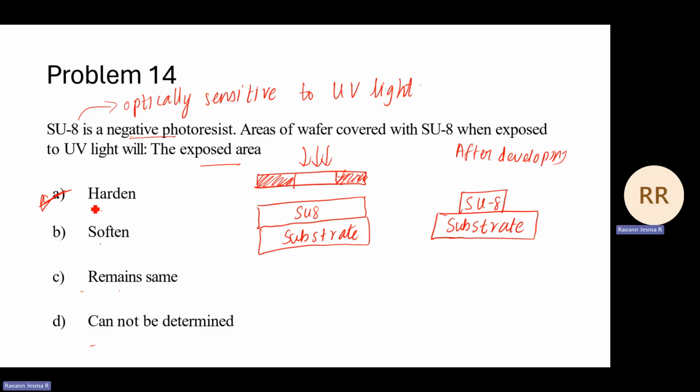What happens if it is a positive photoresist? If it is a positive photoresist, then the exposed region will soften, meaning it will easily get dissolved in the developer. If this is clear, then we can move on to the next problem.